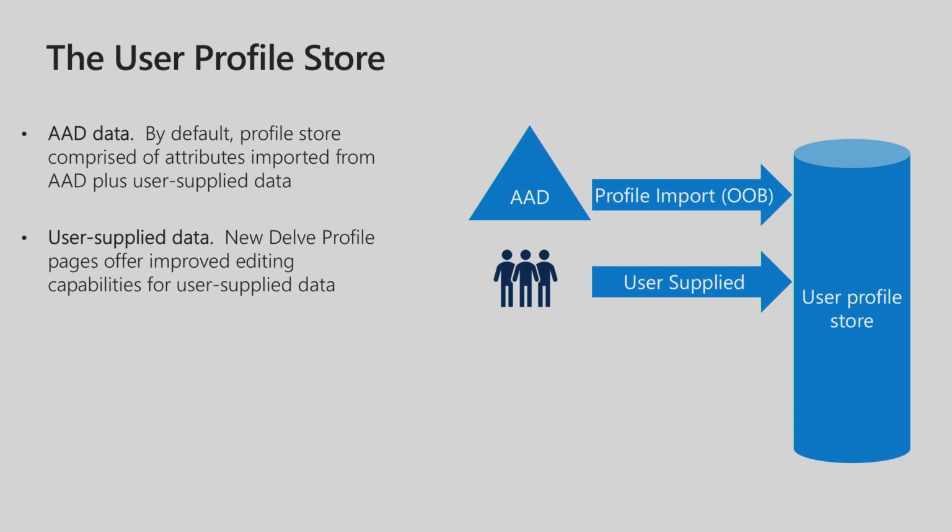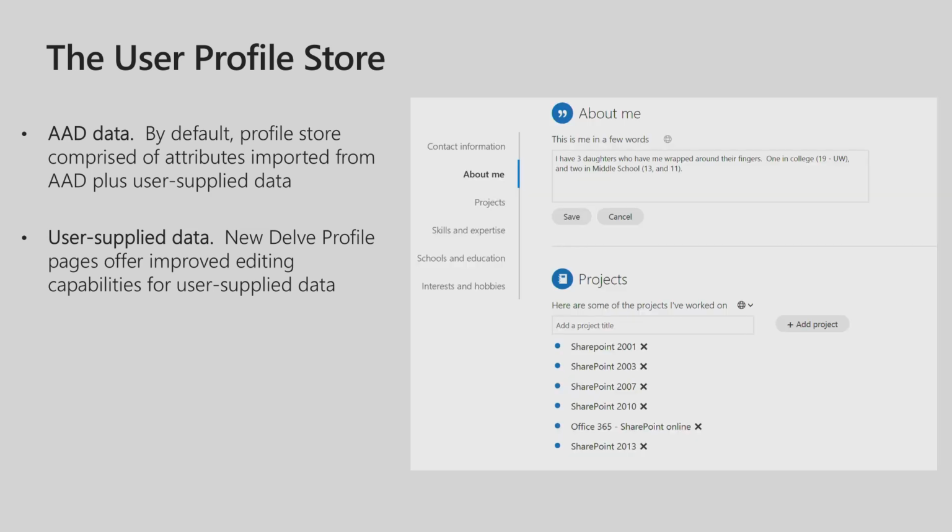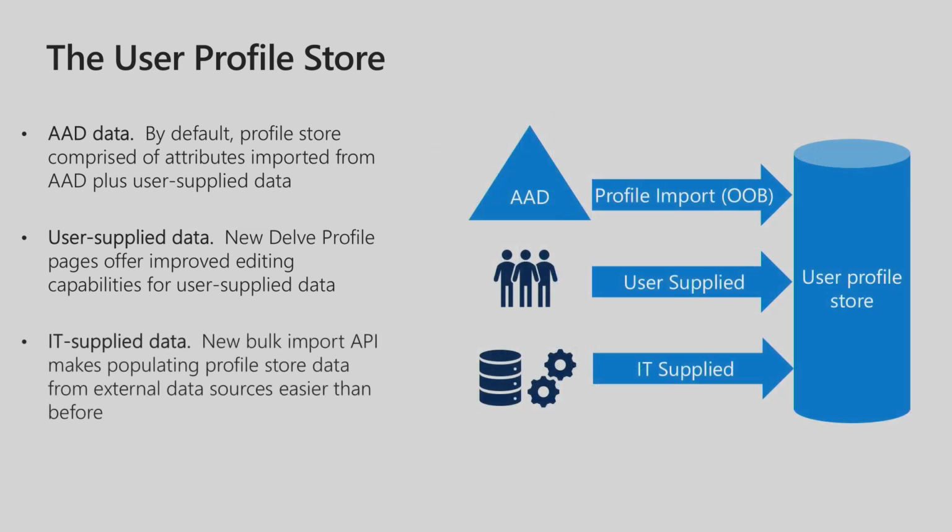The second one is the one I was jumping ahead on, which is the user supplied data. So this is where you go to your Delve page and you fill out, hey, what's my birthday? What are my skills? What are my interests? And so on and so forth. They hit OK, and those get shoved into the profile store and can be used for targeting if that's what you want. The third one, and this is the one that I wanted to share most of all, is IT supplied data.